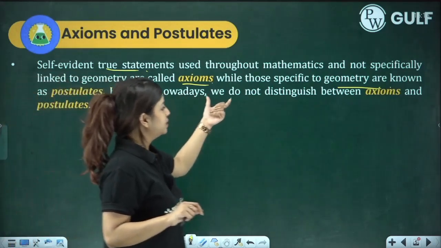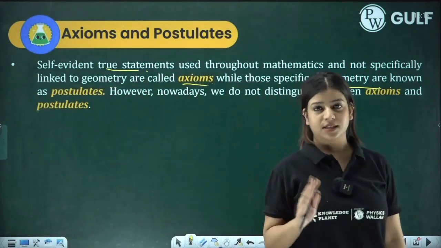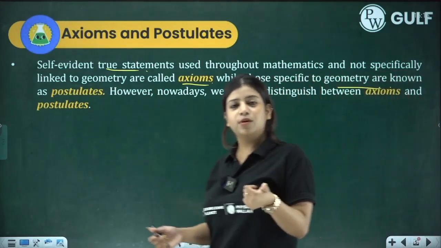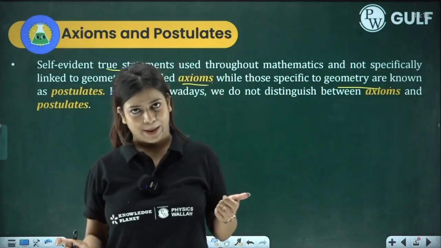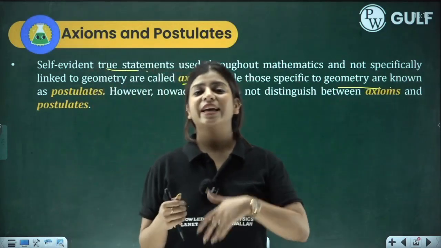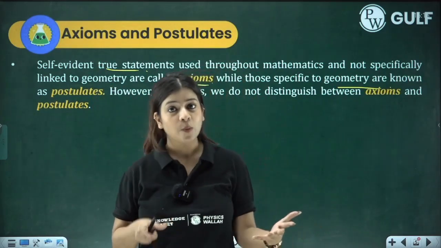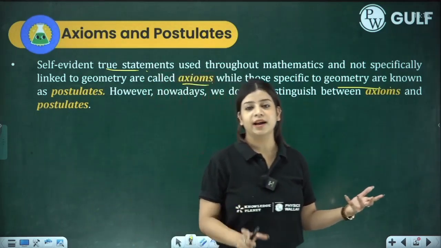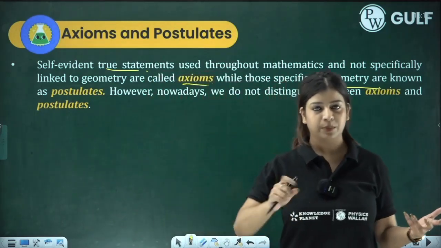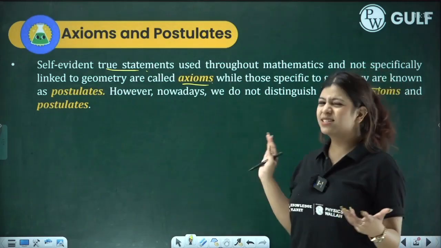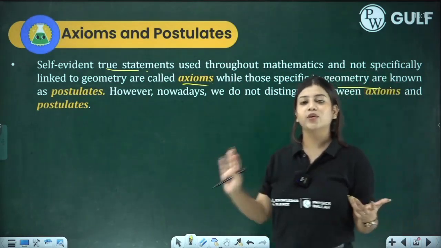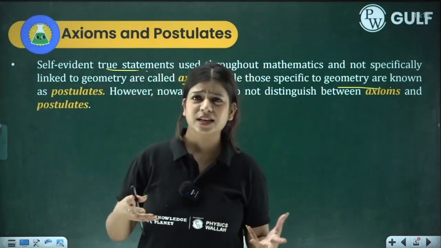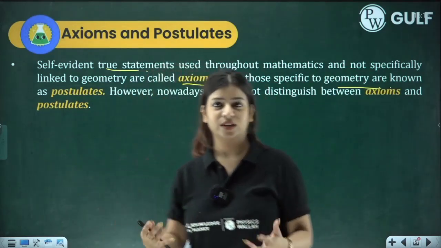However, we nowadays do not distinguish between axioms and postulates. Both are used for the same thing, right? So basically axiom and postulate are one or the other, the same thing. An axiom can be used in any different part of mathematics also, but when we call it a postulate, that means it is only and only confined to the geometry part. That is the first statement. Secondly, these are self-proven. They do not require any proof. This is very self-evident and we can say common sense or universal fact and so on, right?